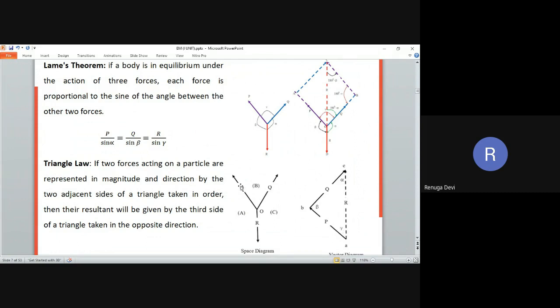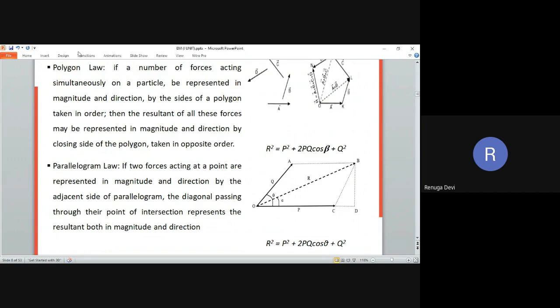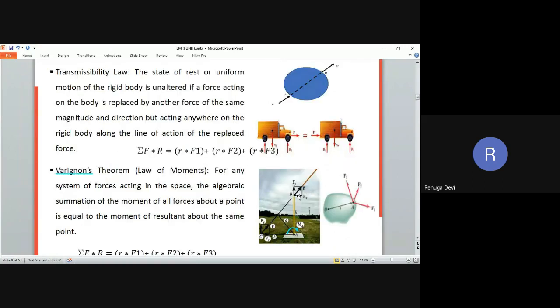Okay, so now you just see that this triangle law is, as usual, similar to your Lami's theorem, but you are taking two forces acting in a single direction, and the third force or the resultant force acts in the opposite direction. So that is your triangle law. Now if you come to the Bollinger law, it does not give an exact result, so that's why they don't use it that much. And the parallelogram law involves that if two forces are acting at a particular point, the diagonal gives the resultant. So that is the parallelogram law.